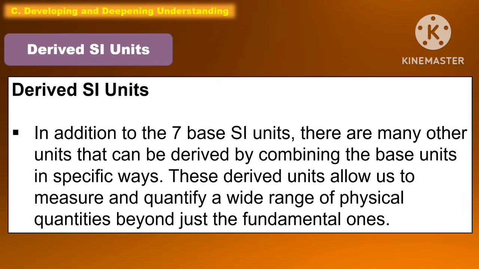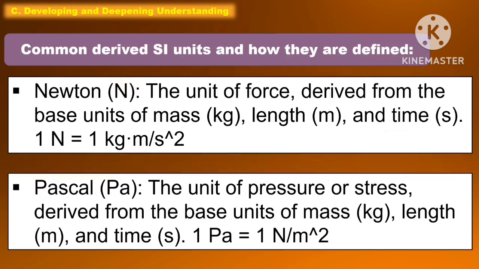In addition to the 7 base SI units, there are many other units that can be derived by combining the base units in specific ways. These derived units allow us to measure and quantify a wide range of physical quantities beyond just the fundamental ones. The following are the common derived SI units and how they are defined.